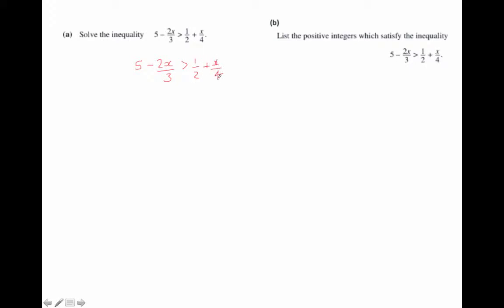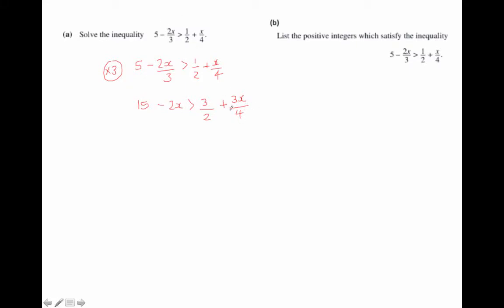So currently, how do I get rid of a divide by 3? Well, I need to multiply by 3, but I need to multiply everything by 3. So 15, 5 times 3 is 15. Take away 2x over 3 times 3 is just 2x, is greater than 1/2 times 3 is 3 over 2 plus 3x over 4. Okay.